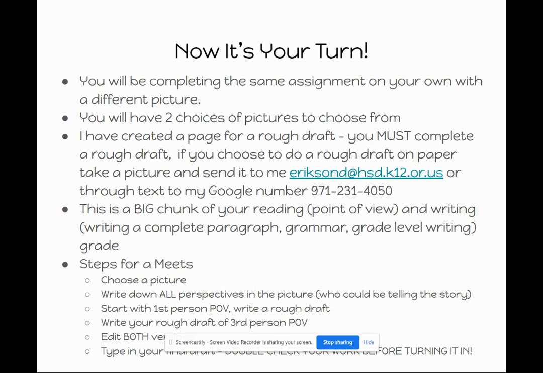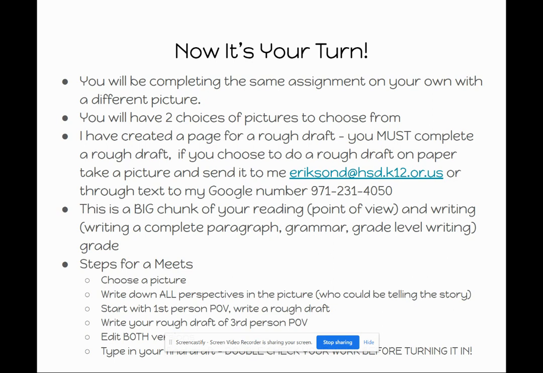Then write a rough draft of third person point of view. Okay, so that would be you writing what's happening in the picture as if you were watching it happen. You are describing what is happening. Okay, then you need to edit both versions.